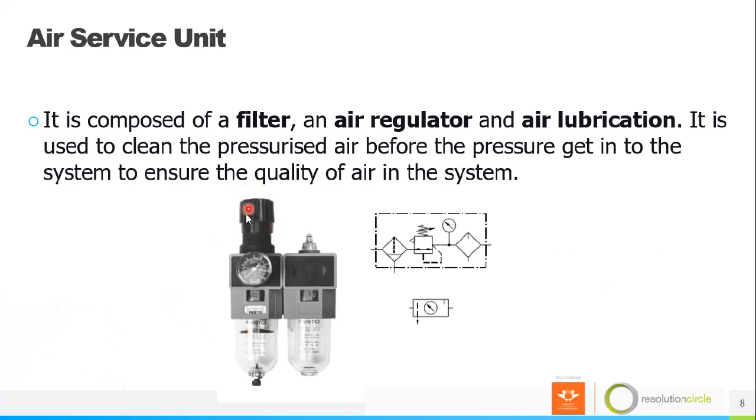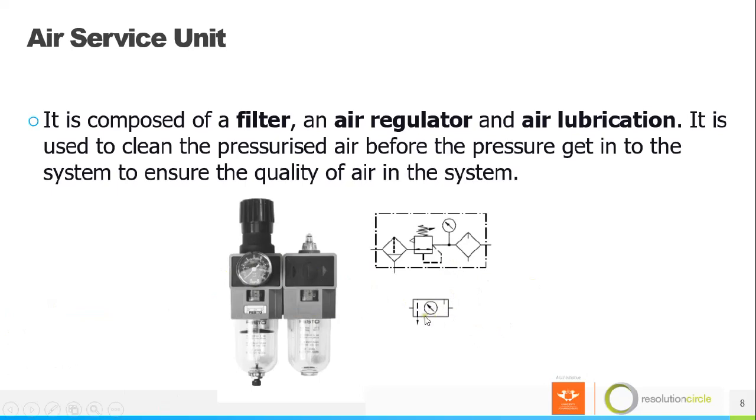This is the regulator where you'll set the pressure to your system. Let's say you want only 4 bar to your system. This is where you will regulate. And here is where you will lubricate your pressurized air. Why do we use lubrication? To reduce friction to other pneumatic components.